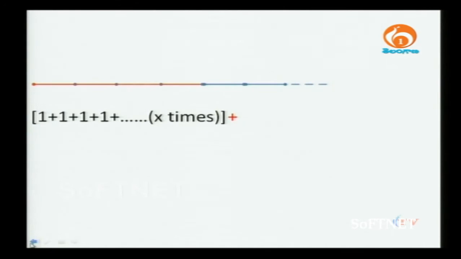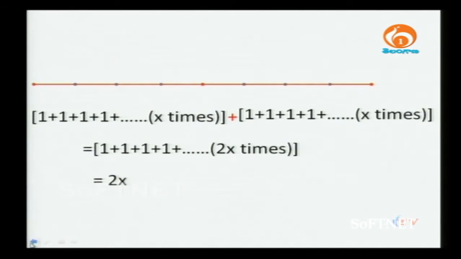Now, we are considering a line segment of length x units and another line segment of length x units. Then when they are placed side by side, their length is 1 plus 1 plus 1 plus etc., 2x times. So, the total length is 2x units. The total length of the line segment, when two line segments of length x and x are arranged side by side, we get a total length of 2x units. That is how we can say that x plus x is equal to 2x.